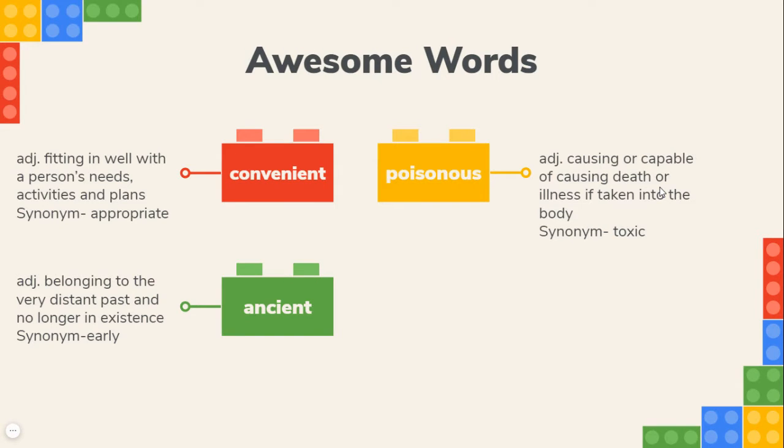Ancient. Say the word ancient. Ancient is an adjective. It means belonging to the very distant past and no longer in existence. A synonym for ancient is early. Poisonous. Say the word poisonous. Poisonous is an adjective. It means causing or capable of causing death or illness if taken into the body. A synonym for poisonous is toxic.